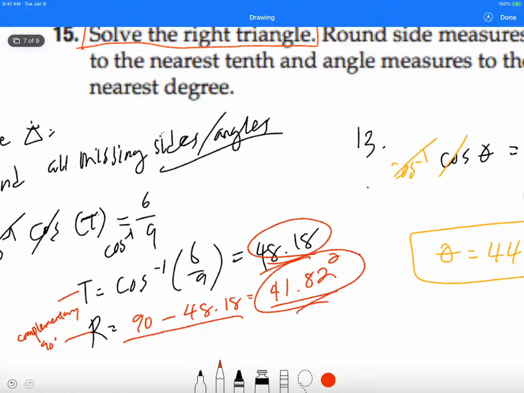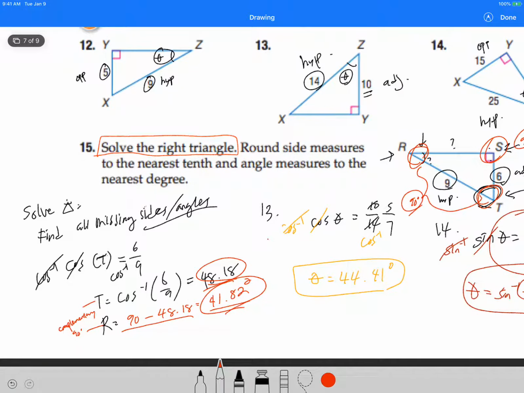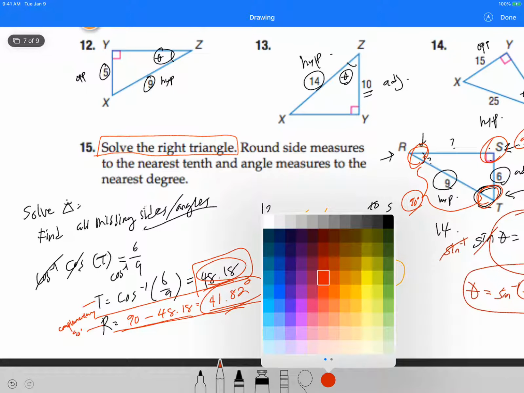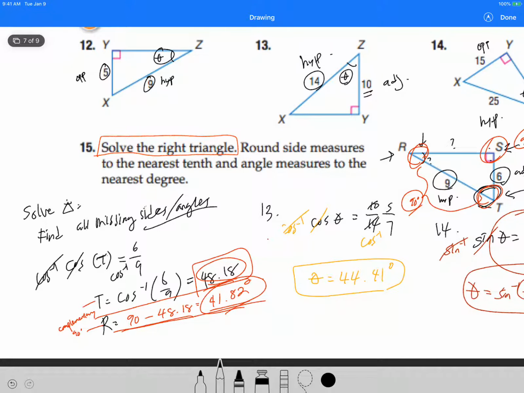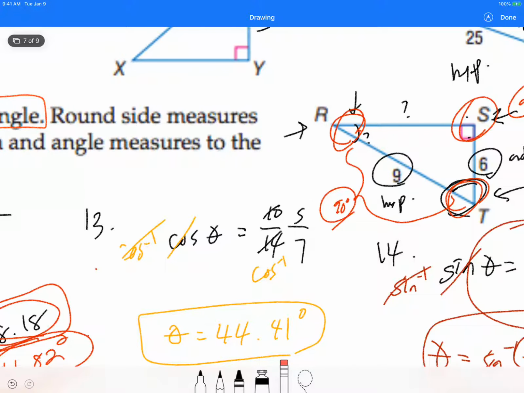So that is going to be it. That's my last angle R. So I've literally found all the angles that are missing. I have angle T at 48, and I have angle R at 41. Now the next one we have is the last side, the length RS. Let me clear things up here so it's kind of easier to see. So we're looking for this side length, RS, this one.